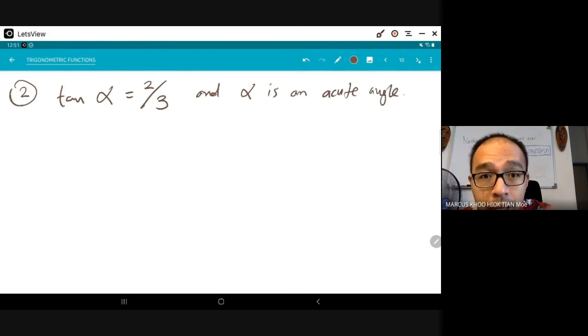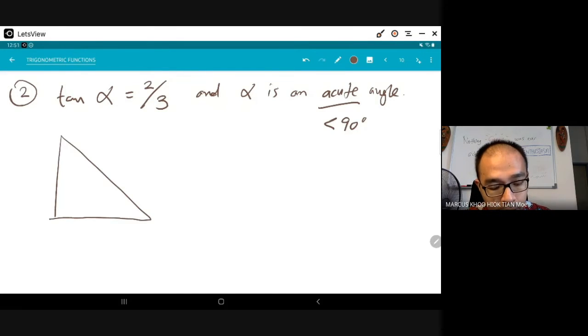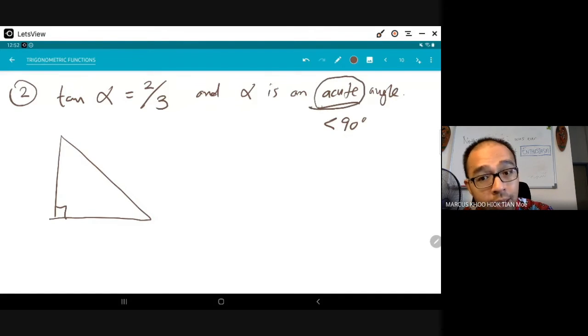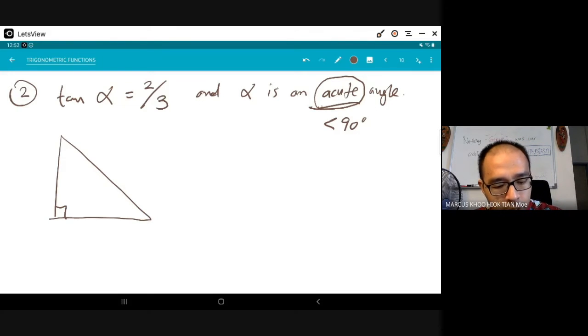Okay, and alpha is an acute angle. What does acute angle mean? Acute angle means it is less than 90 degrees, and this means that I can draw a right angle triangle. Kalau dia tidak cakap bahawa alpha is an acute angle, I cannot use this method. But disebabkan dia cakap alpha is an acute angle, then you can use this method. And I highly suggest you use this method because this method helps.